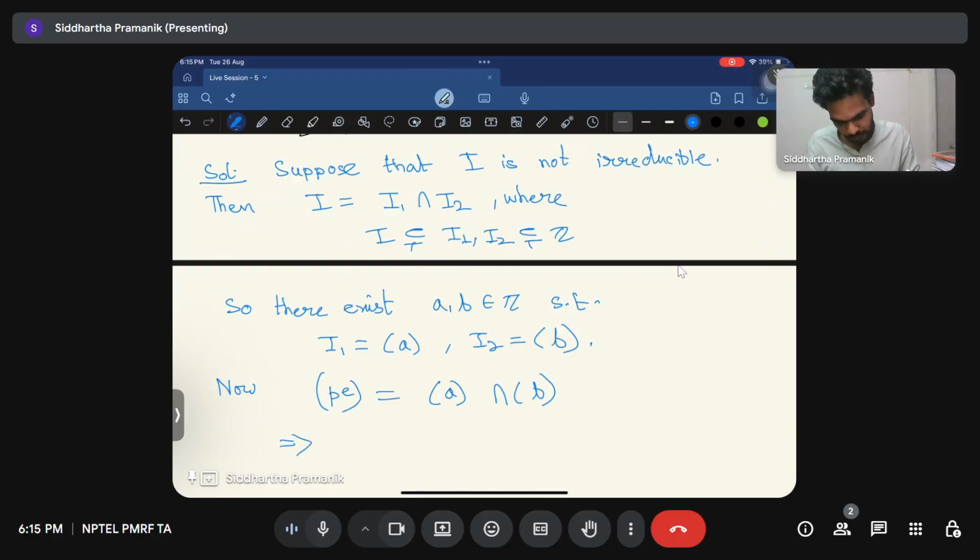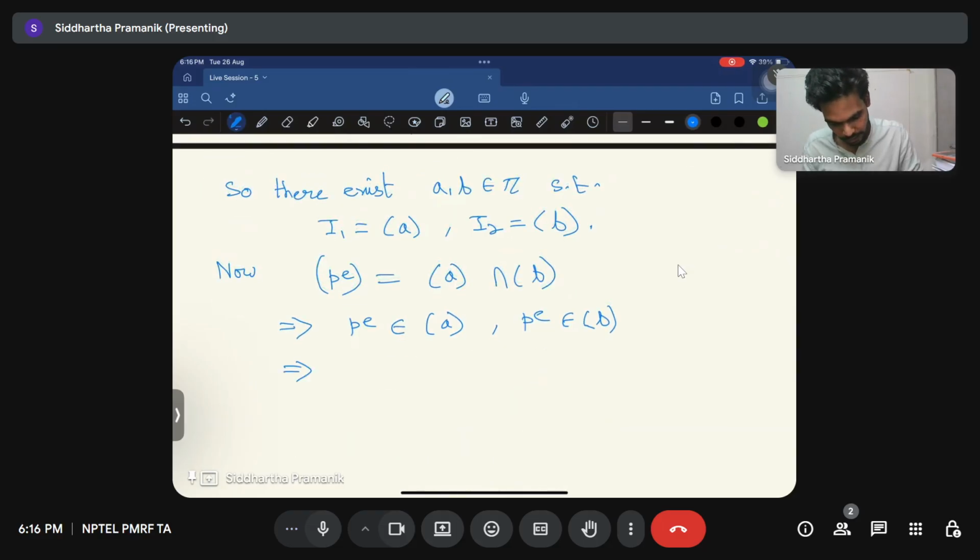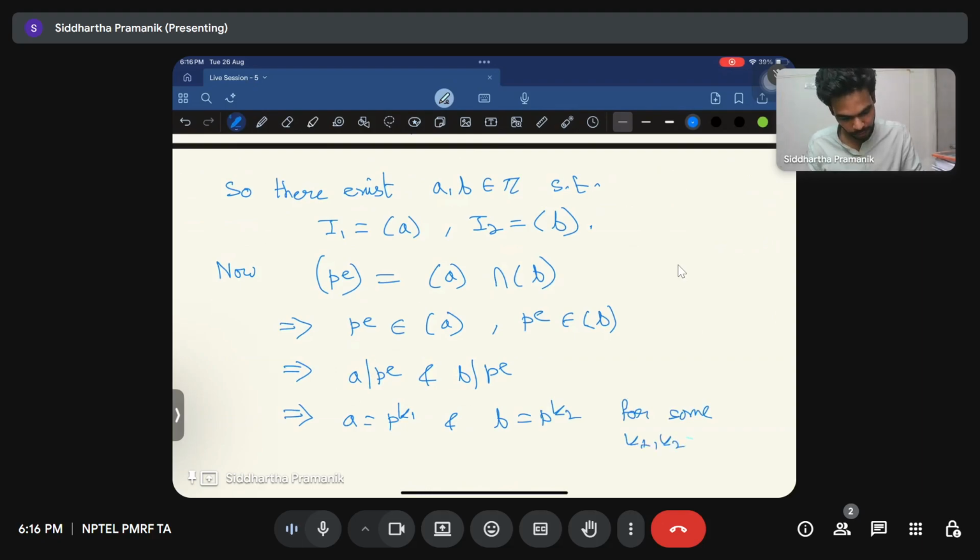So this means p^e belongs to the ideal generated by a as well as p^e belongs to the ideal generated by b. So this will imply a divides p^e and b also divides p^e. So a and b are integers which divide a power of a prime. So that will imply a has to be some p^k1 and b has to be some p^k2, for some k1 and k2 greater than or equal to 1.